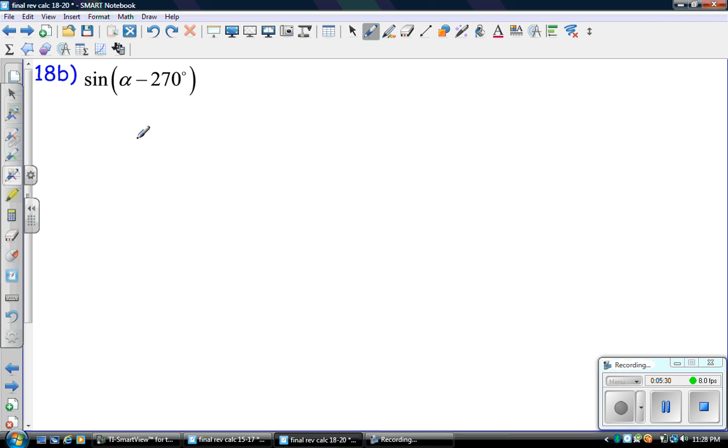I don't know where that came from. Okay, let's try that again. So this would be sine first thing, cosine second thing. You keep the sine. Cosine first thing, sine second thing. Again, it kind of looks like it's mirrored.